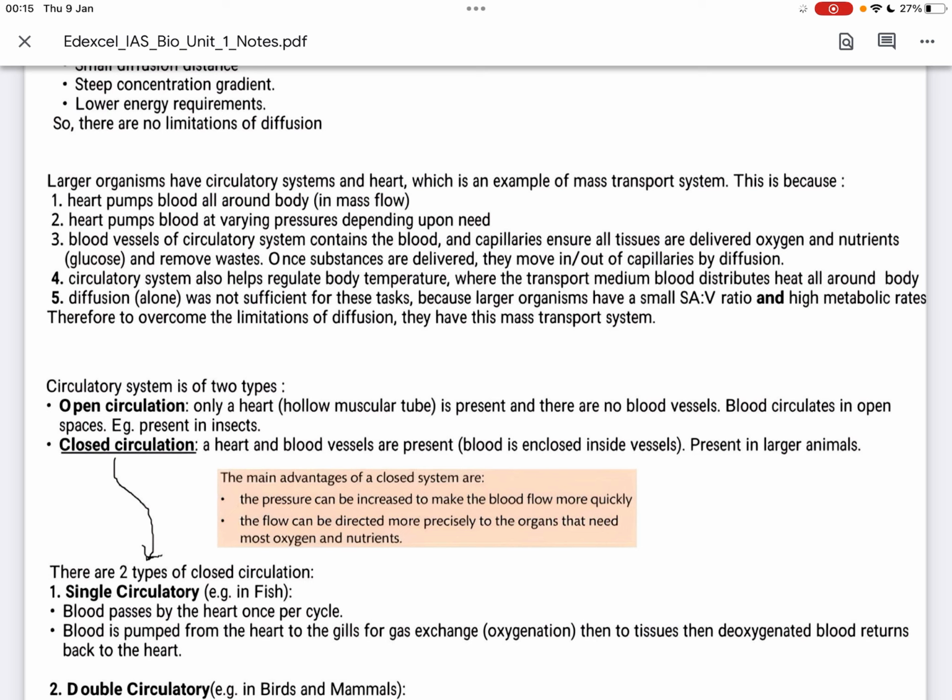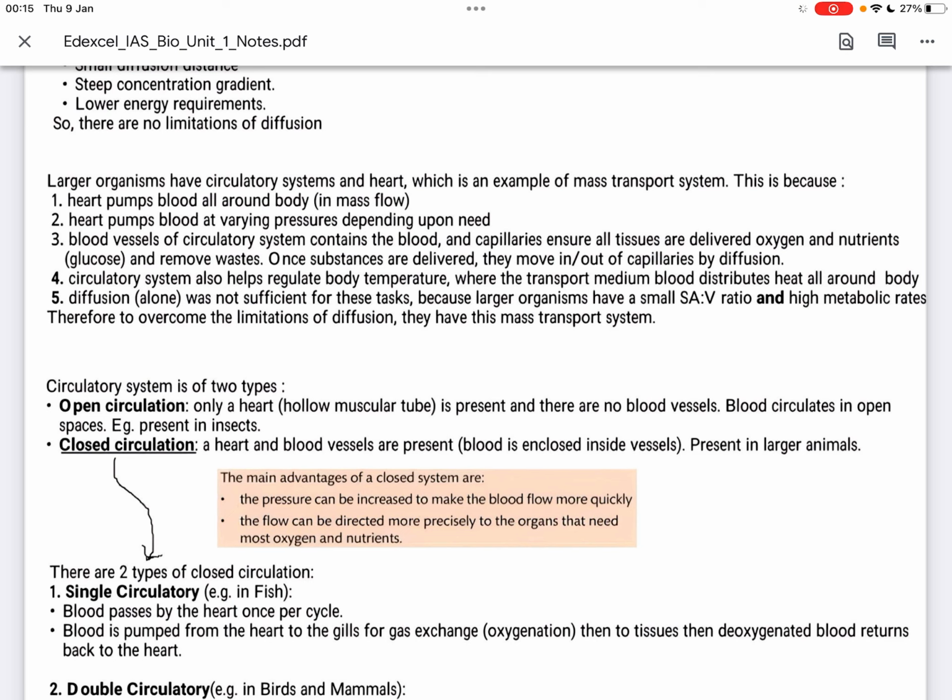This is because the heart pumps blood all around the body in mass flow. The heart pumps blood at varying pressures depending upon need. Blood vessels of the circulatory system contain the blood, and capillaries ensure all tissues are delivered oxygen and nutrients, such as glucose, and remove waste. Once substances are delivered, they move in and out of capillaries by diffusion. The circulatory system also helps regulate body temperature, where the transport medium blood distributes heat all around the body.